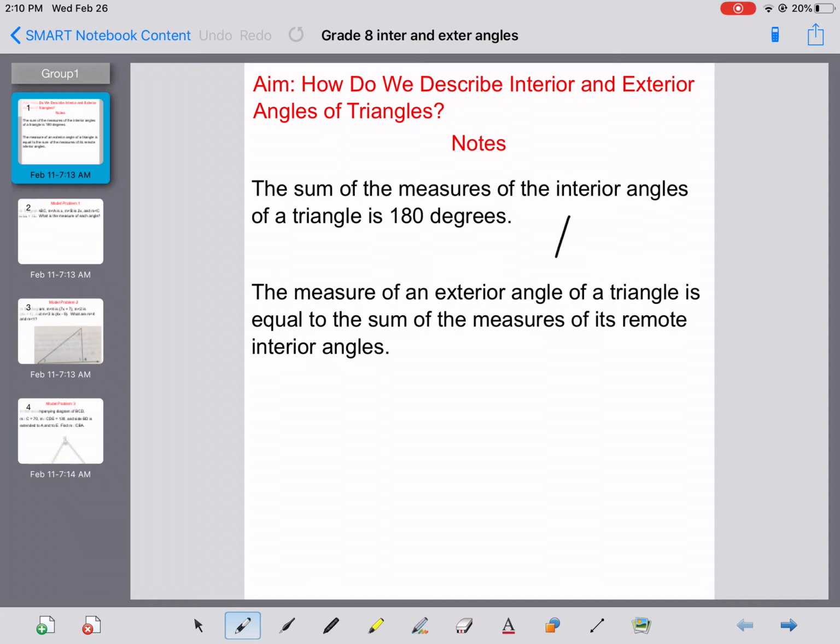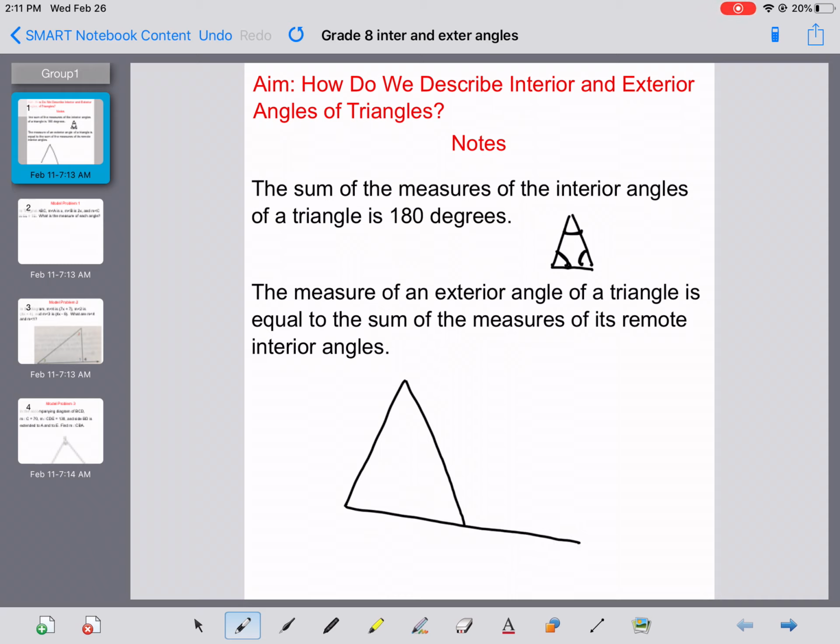Now, a triangle has three sides. There are also three angles in a triangle. All three of these angles always add up to 180 degrees, no matter what the triangle looks like. The exterior angle of a triangle means that it is outside.